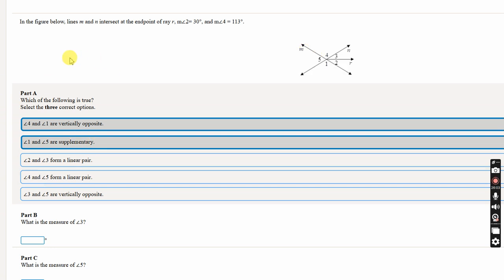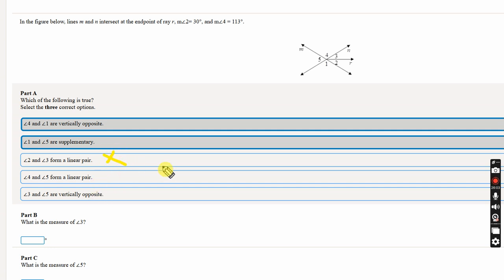Then there is the last one, which is angle 2 and 3 are linear pairs. Now let's check that. Angle 2 and 3 are not a linear pair. Why? Because even if they share a common side, their sides are not completely opposite to each other. That's what we want, the rays are supposed to be completely opposite to each other, like we saw in 1 and 5. So not this one.